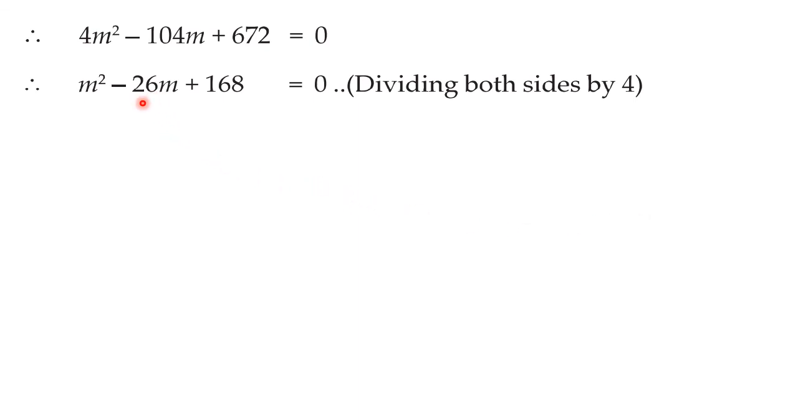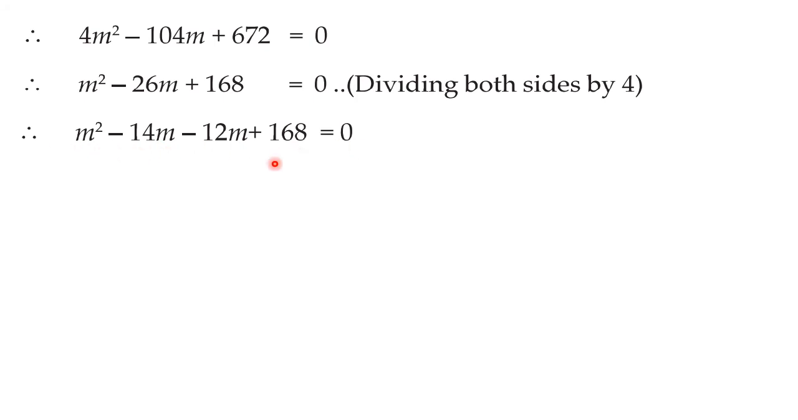But here we can write 26 as 14 plus 12. 14 into 12 is 168. So minus 26 we can split as minus 14 minus 12. In this way we have to decide the factors of 168. So our next step is this. First term as it is, m square minus 26m is written as minus 14m minus 12m, plus 168 as it is, and equal to 0.